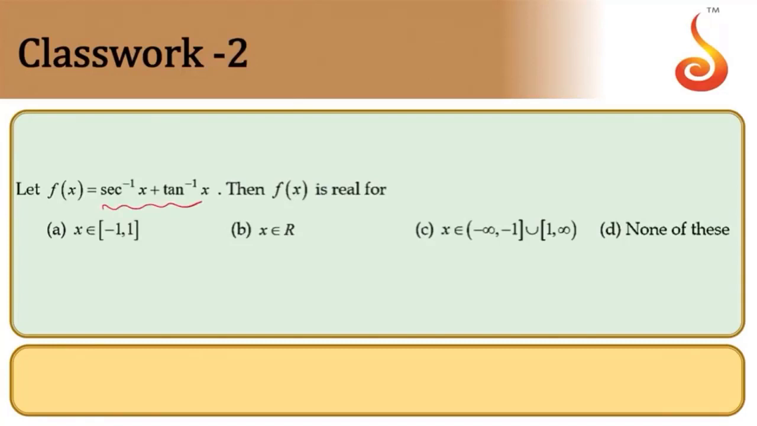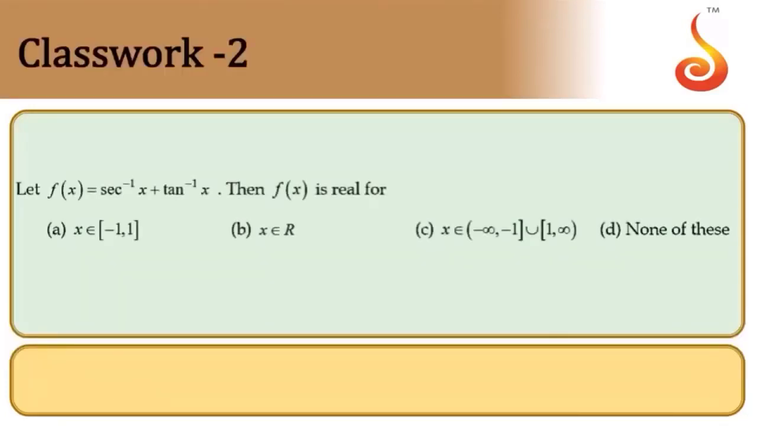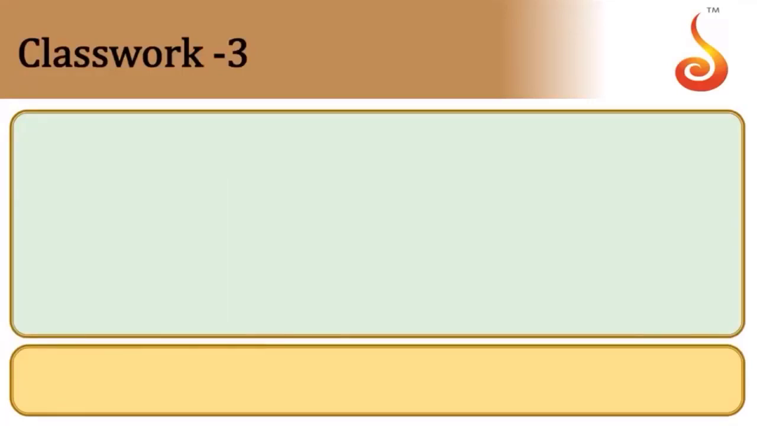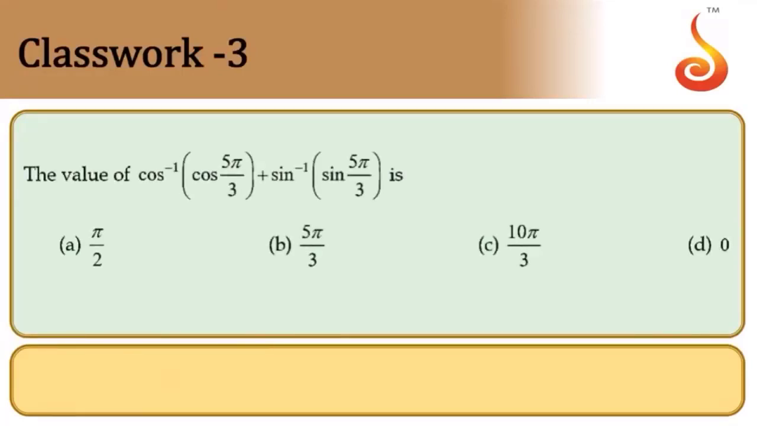Second one, secant inverse x, tan inverse x. When you take up the combination of any two functions, we have to take up the combined domain. You know, the secant inverse x domain is mod x greater than or equal to 1. The tan inverse x domain is nothing but capital R. The combined solution is actually the C option. So x cannot lie between minus 1 and plus 1. So the answer for this problem is C.